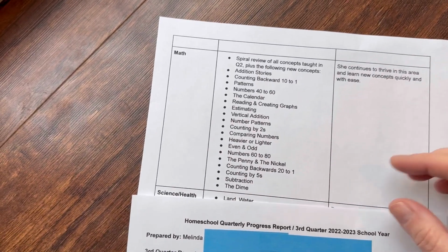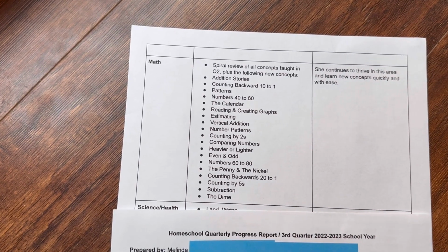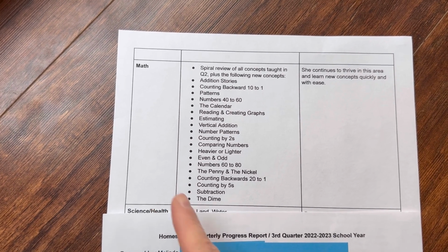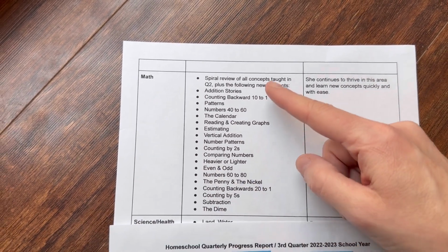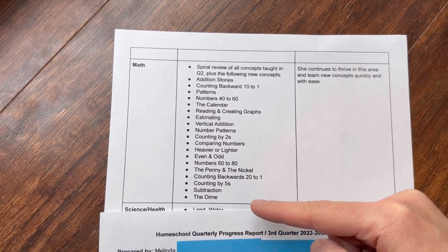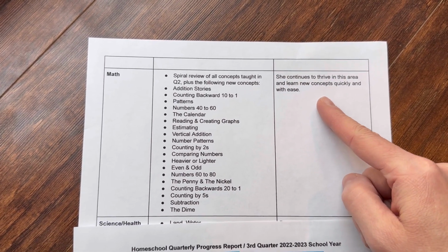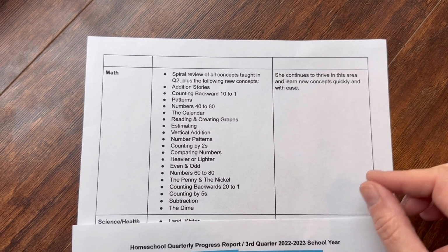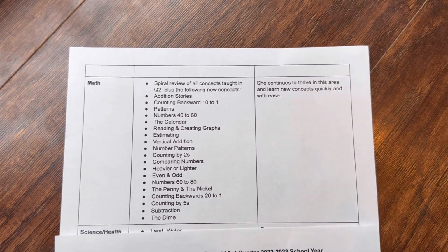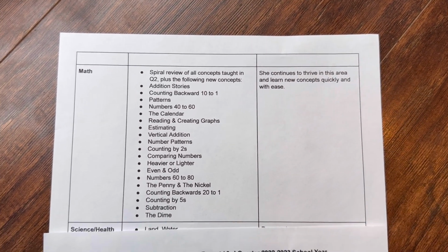Here is what I have for math. Again, this is an example for 1st through 6th grade. I have math, and then over here, I just listed the concepts that we did, and then in prior quarterly reports, I wrote a little bit more, but for the third one, I just put this statement here.